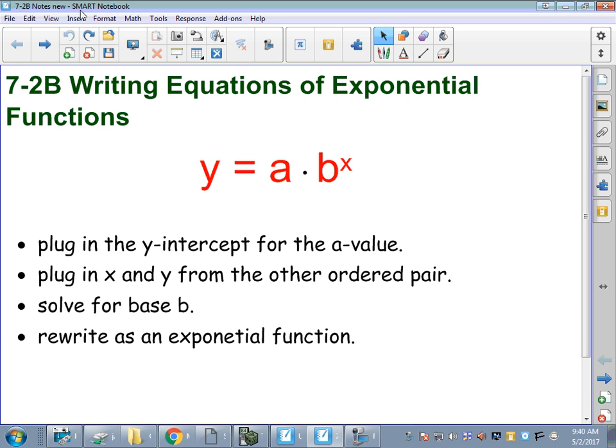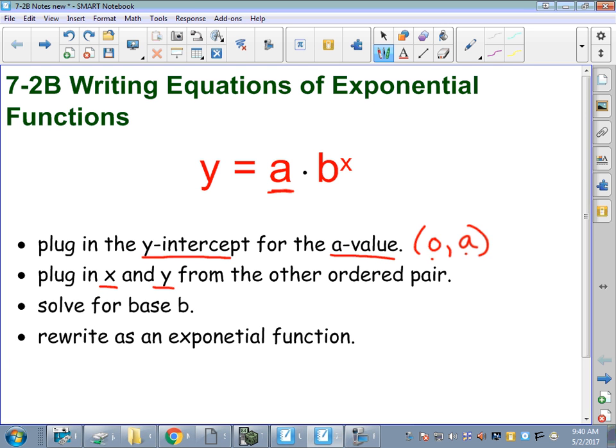They're going to give us two ordered pairs. One of the ordered pairs that they give us is going to be 0, comma, the a value. Remember, the a value is the y-intercept, and the y-intercept is when x is 0. So since they give us the y-intercept, this number has to go in the place of the a value in the equation.